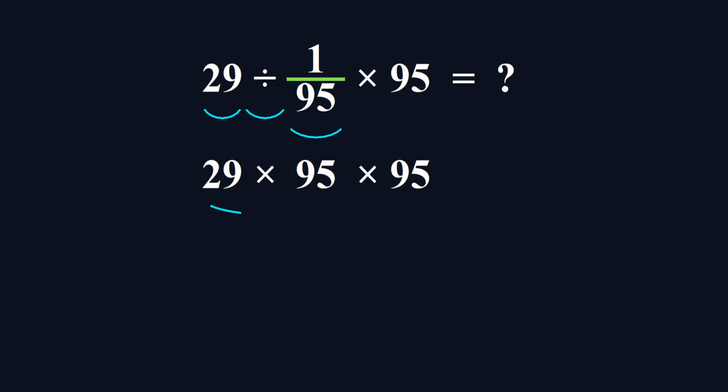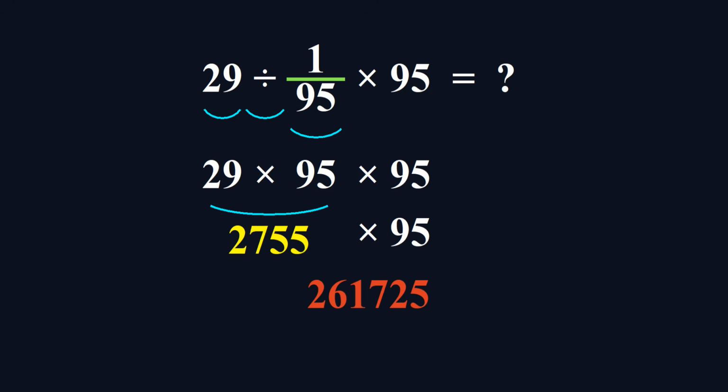29 times 95 gives us 2,755. So 2,755 times 95, which equals 261,725. And so our final answer to this problem is just 261,725.